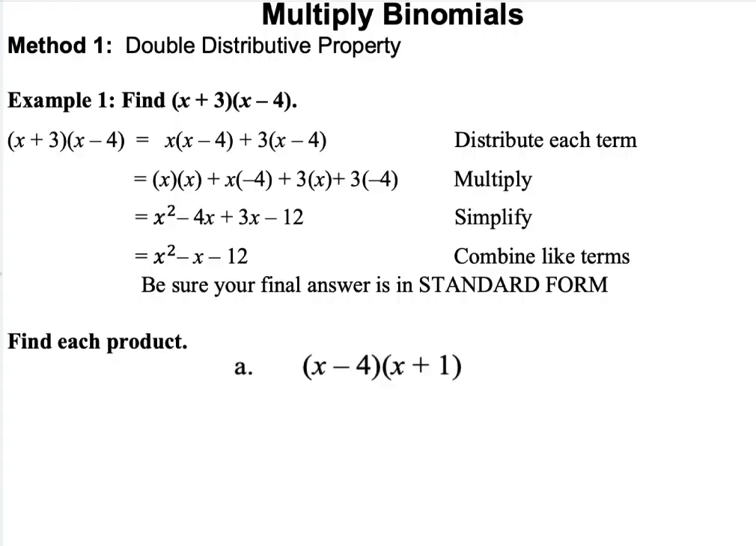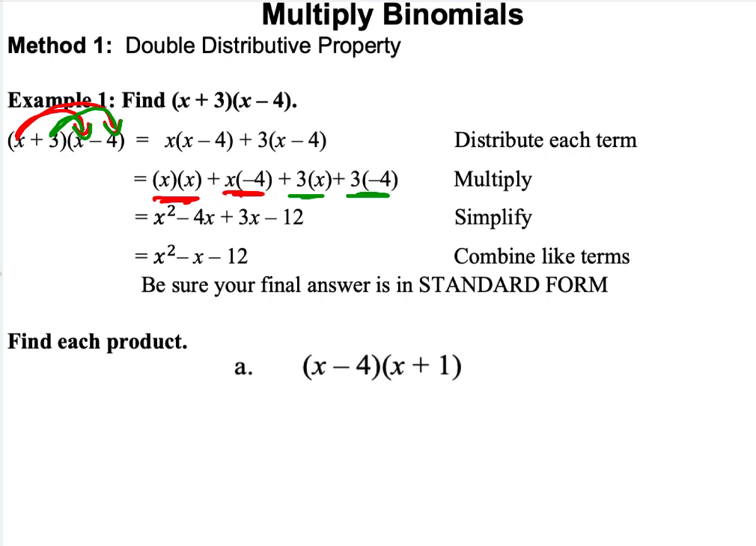One is called double distributive property. Basically, the idea is we take x times x, then we take x times -4, then we take 3 times the x, and 3 times the -4. We do each of the multiplications, combine any like terms, and we are done.